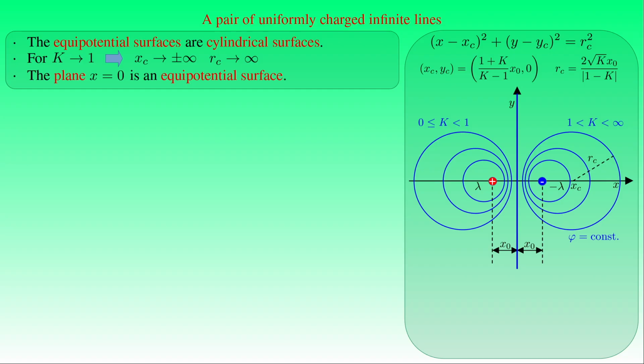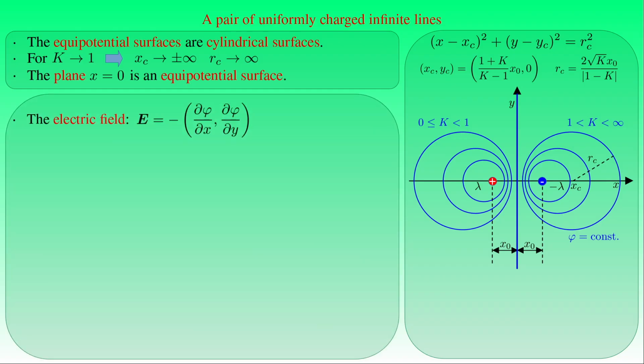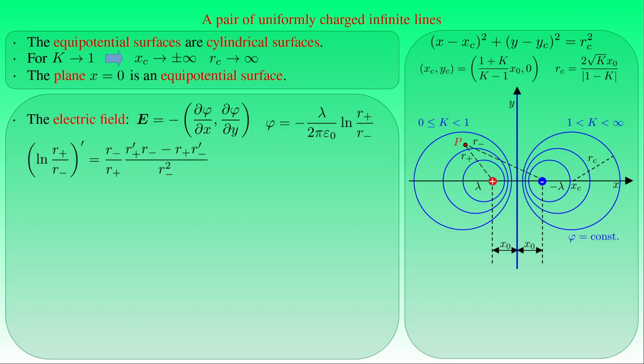The electric field strength E of the field due to the two line charges is given by the negative gradient of the potential phi. With a cylindrical symmetry around the line charges, we only need to determine the partial derivatives of the potential phi with respect to the x and y coordinates. Since the potential is proportional to the natural logarithm of r_plus over r_minus, we compute the derivative of this expression, where the prime denotes the partial derivative with respect to either x or y.